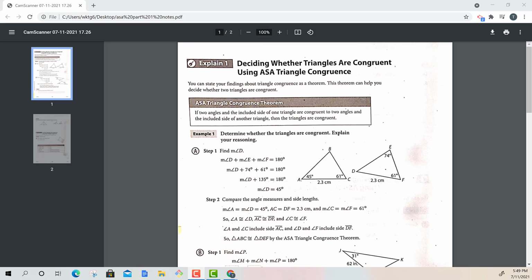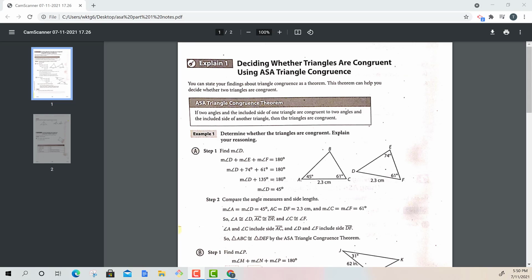The right triangle is triangle DEF. Angle E is 74 degrees. Angle F is 61 degrees. And side DF is 2.3 centimeters long. So step one in this problem says find the measure of angle D. And of course, all the steps in this first example are outlined for you.